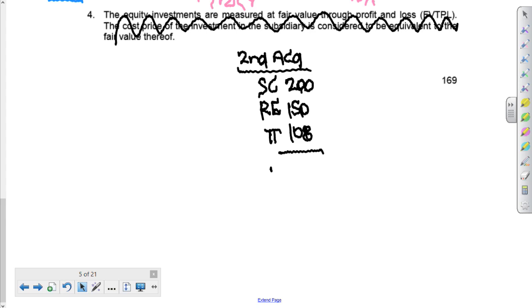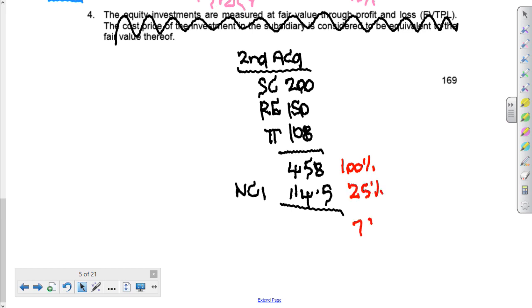Okay, what does that add up to? 458. And we bought 15%. We can put NCI in. The new NCI is 15. Is that right? 25. Sorry, 25. So this is 100%. NCI is 25, which is 0.5. Okay, giving us 343.1.